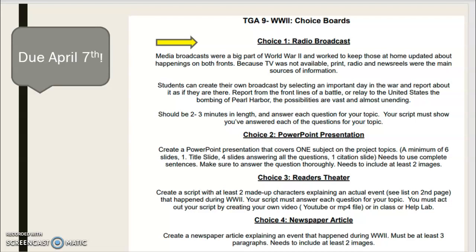Alright, but anyways, for choice number 2, PowerPoint presentation, you're going to create a PowerPoint presentation that covers one of the topics that are on the topic sheet for your PowerPoint. A minimum of 6 slides: 1 title slide, 4 slides answering all of the questions at least, and 1 citation slide. It needs to use complete sentences, and you need to make sure to fully answer the question, and a minimum of 2 images. Alright, let's look at what some of those questions are. And this is due on April 7th.